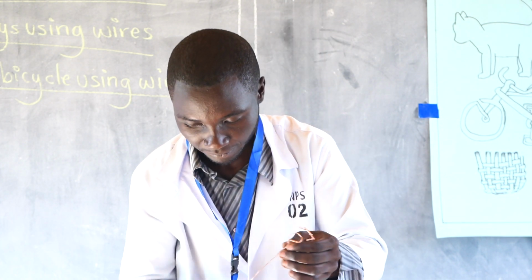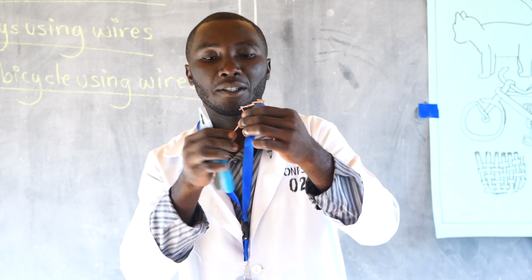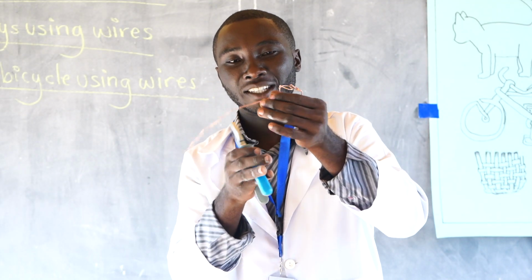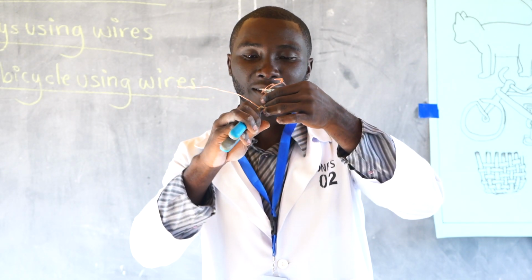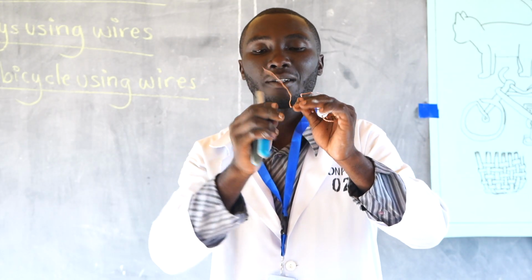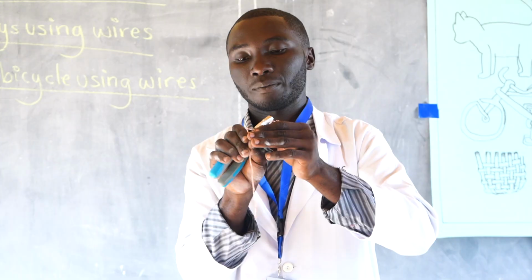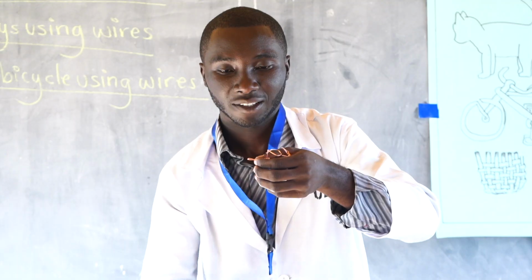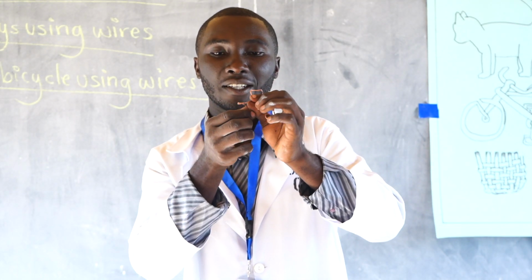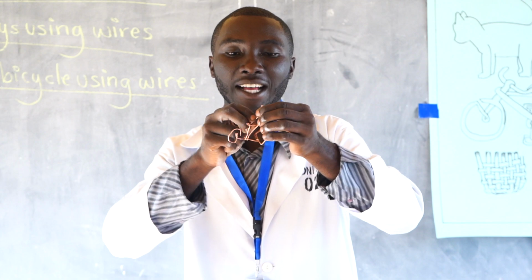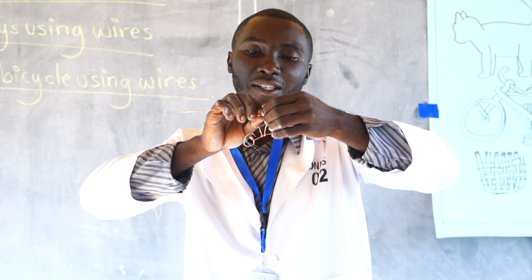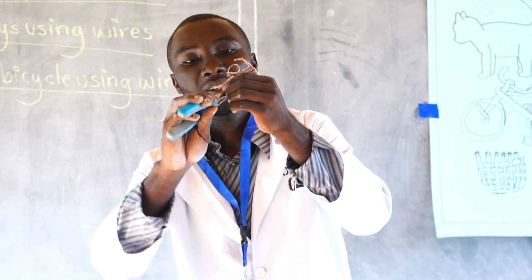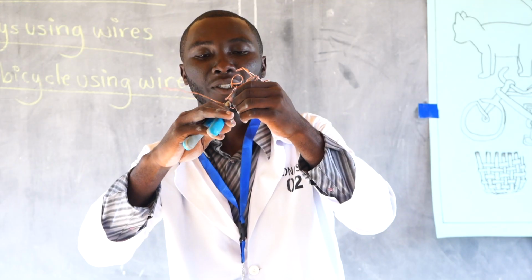Add the back wheel. So to make the back wheel, it is the same as the front wheel. We just bend our wires, and then fold to make a circular. Fold.